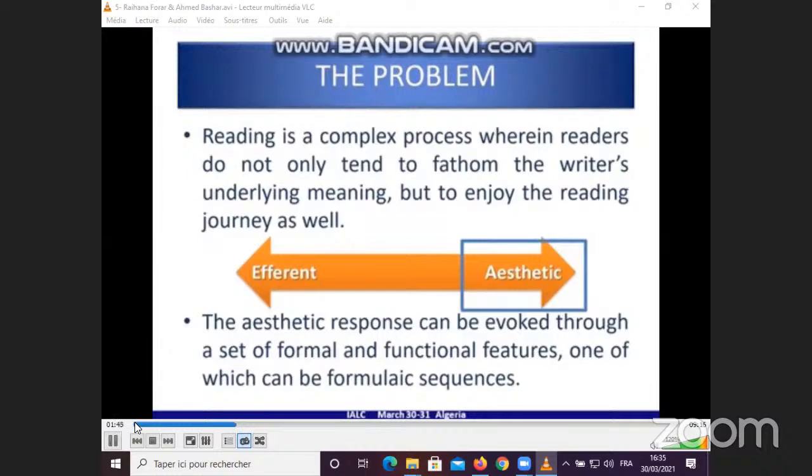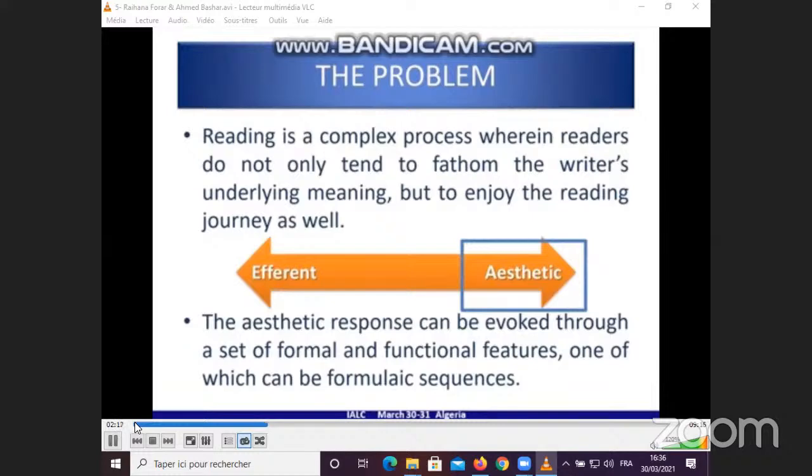Accordingly, we thought about what would lead readers to aesthetically respond to a literary text. In fact, the body of literature has previously suggested a set of stylistic and literary devices such as foregrounding, metaphor, and so on and so forth. It also suggested that the aesthetic response can be evoked through a set of formal and functional features. On this basis, we uphold formulaic sequences as a tentative proposition, which is the backbone of our study.